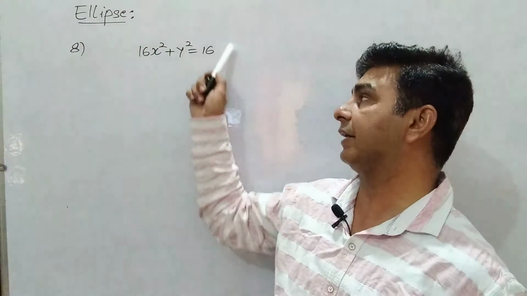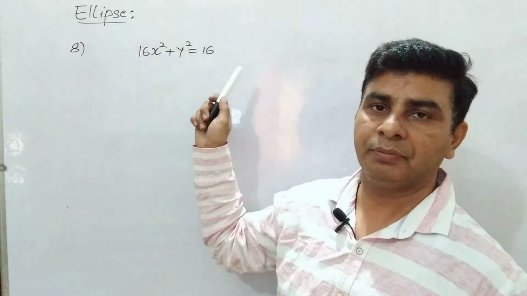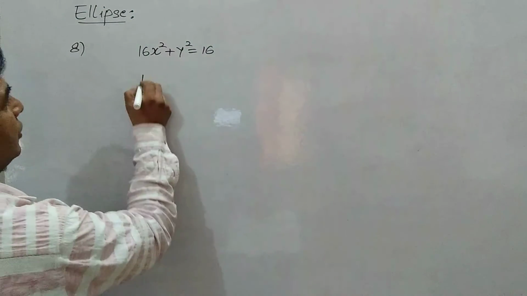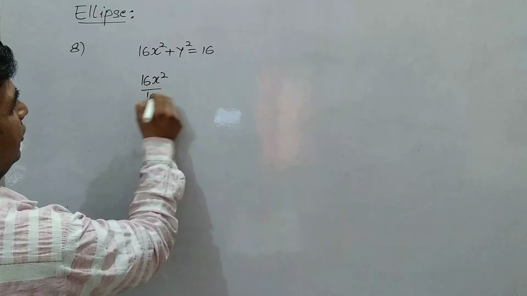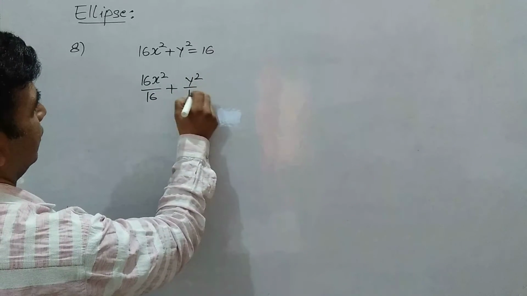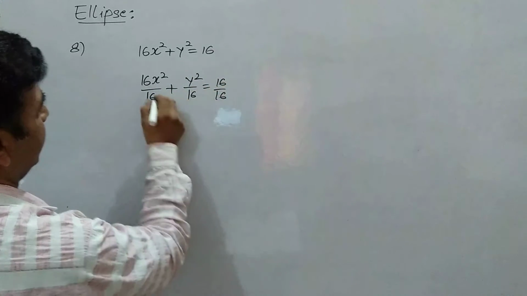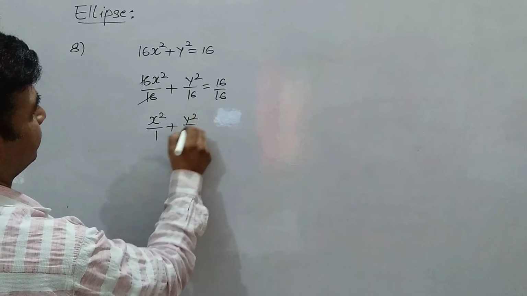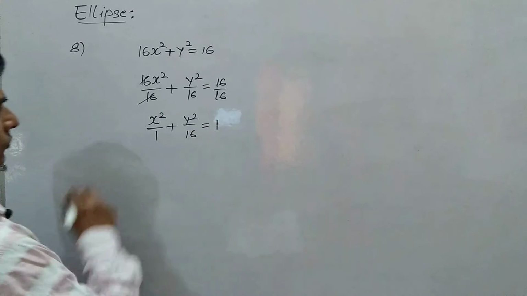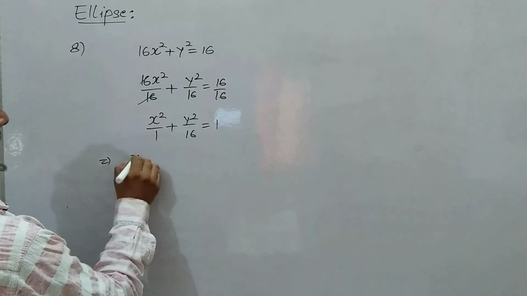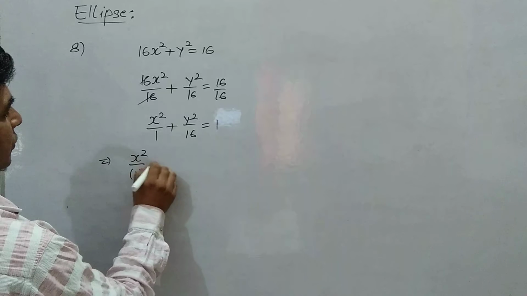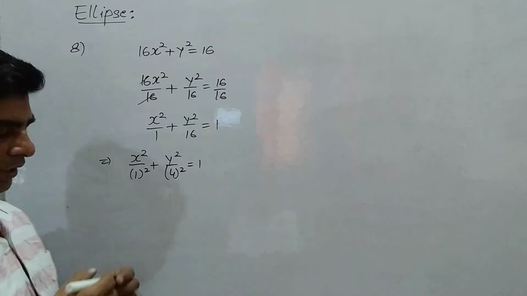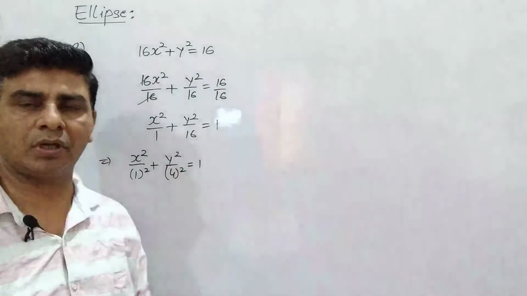For that, what we do, children, is divide the whole equation by the constant term on the right hand side. That gives 16x square upon 16 plus y square by 16 is equal to 16 by 16, which will be x square by 1 plus y square by 16 is equal to 1. Further it can be written as x square by 1 square plus y square by 4 square is equal to 1. It's very clear that this is an ellipse along the y axis.